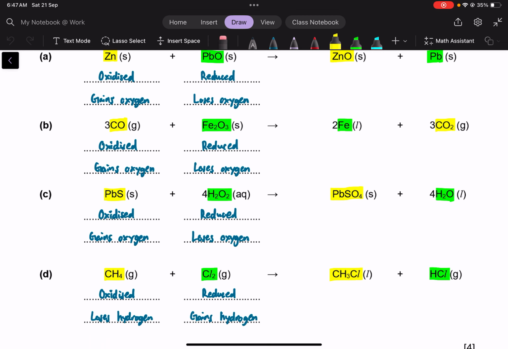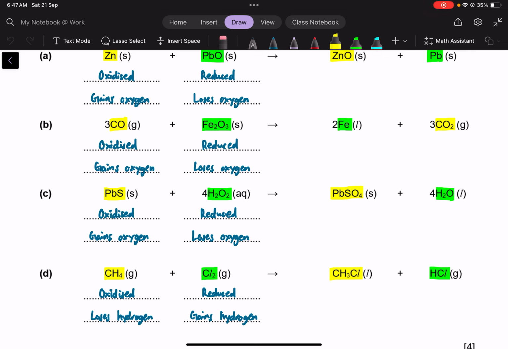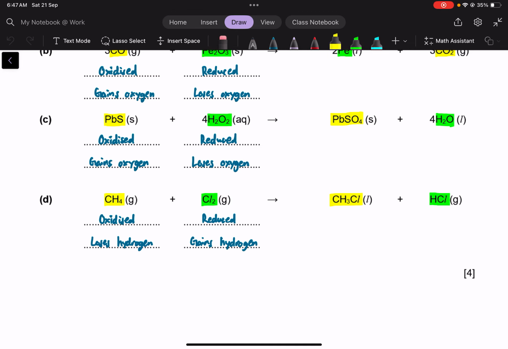For part B, similarly, we can deduce that carbon monoxide has gained oxygen to form carbon dioxide, so it is oxidized. Whereas iron 3 oxide has been reduced to form iron because it lost oxygen. For part C, lead 2 sulfide has gained oxygen to form lead 2 sulfate, and it is oxidized. While hydrogen peroxide was reduced because it lost oxygen to form water.